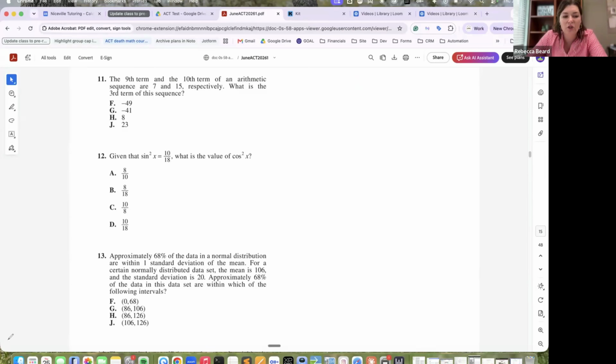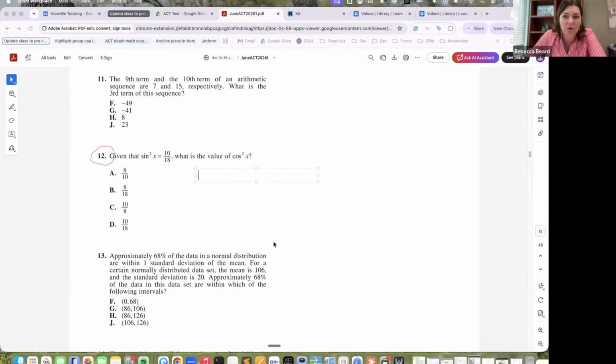So the first one to highlight is going to be number 12. It's pretty early on to be highlighting as one of the hard ACT math questions, but this is a trig thing. And if you're wondering what trig information you need to know for the test, long story short, there's a lot out there. The key things are going to be your law of cosines, your law of sines, your SOHCAHTOA, and this is also a good formula. So this one is given sine squared x equals 10 over 18. What is the value of cosine squared x? If you know this already, it's actually an easy question, but if you've never been exposed to it, it's way harder.